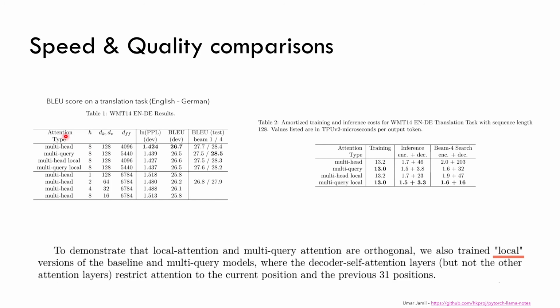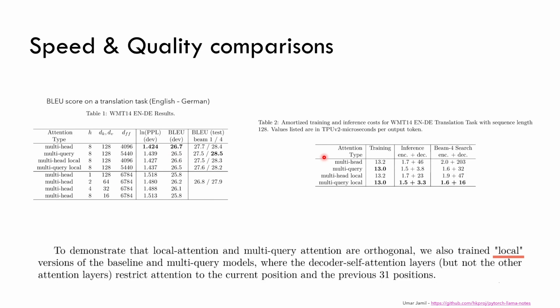So if we compare, for example, the BLEU score on a translation task from English to German, we can see that the multi-head attention, so the attention that was in the original attention paper, has a BLEU score of 26.7, while the multi-query has a BLEU score of 26.5. The authors also compare it with the multi-head local and multi-query local, where local means that they restrict the attention calculation only to the previous 31 positions of each token. And we can see it here.